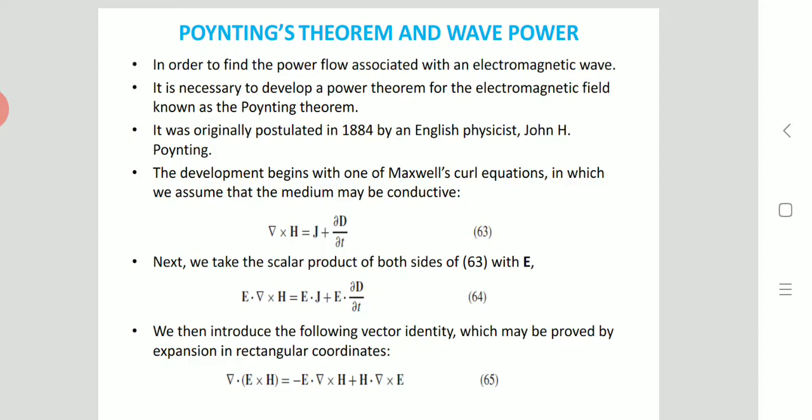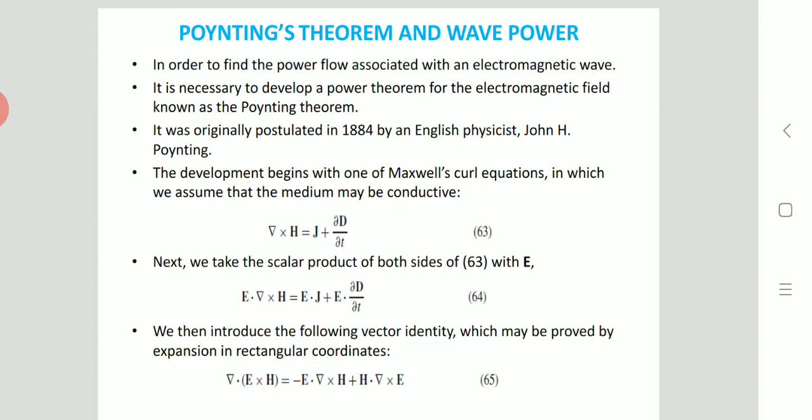So here, you can take both the E and H vectors as either a dot product or a cross product. If you take a dot product, you will get a scalar quantity, but power flows in a certain direction, so therefore it is a vector quantity. So in order to find the power flow associated with an electromagnetic wave, as given in the slides, now it is necessary to develop a power theorem for the electromagnetic field, known as the Poynting theorem.